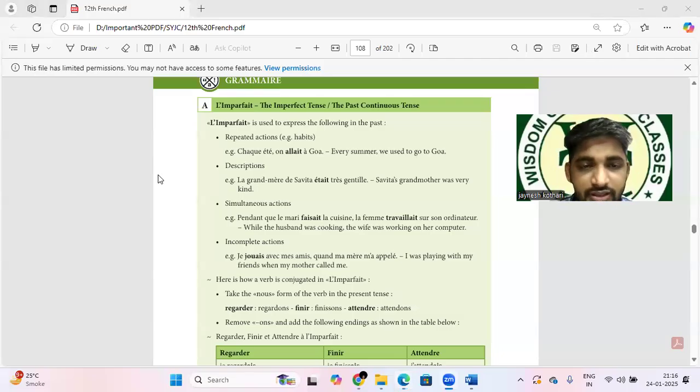Okay, students, so let's start today. We are solving chapter number 4, grammar topics right now. And the first grammar topic that we have is imparfait. So imparfait is past continuous tense.